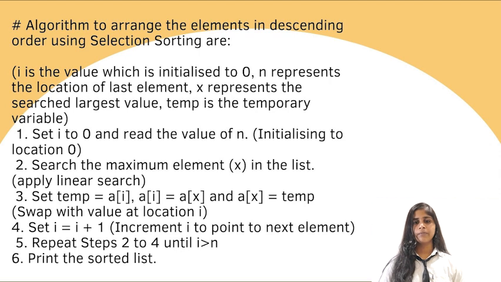Now what is the first step? Set I to 0 and read the value of n, initializing to location 0. Second, search the maximum element x in the list, apply linear search. Third, set temp equal to ai, ai equal to ax, and ax equal to temp. Swap with the value at location I. Fourth, set I equal to I plus 1, increment I to point to the next element. Fifth, repeat steps 2 to 4 until I is greater than n, and lastly print the sorted list.